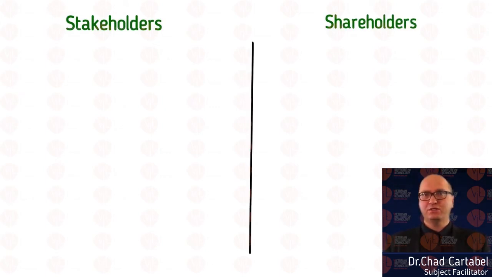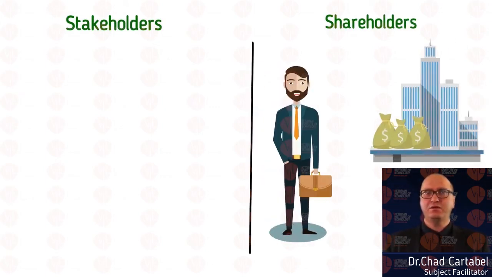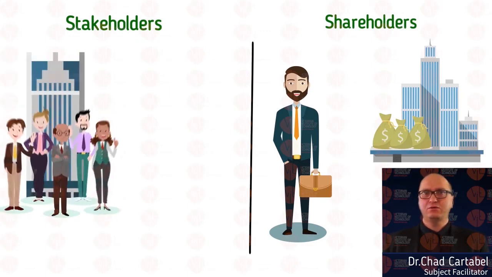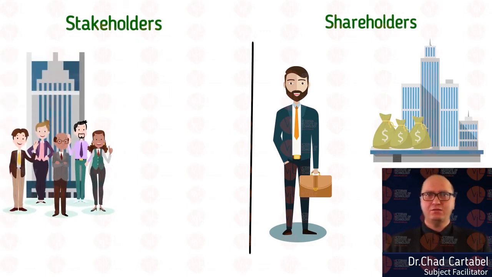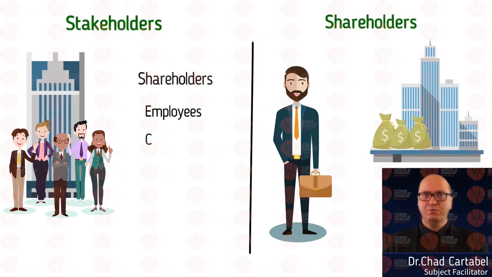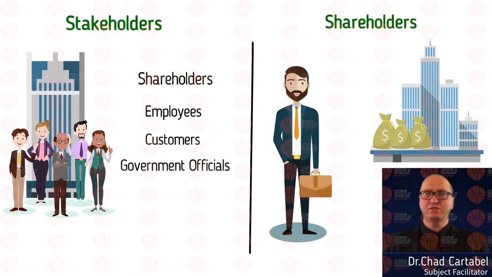So a shareholder is someone who has investment in the company, while a stakeholder is someone who has a say in the operations or impacts the direction of the company, which includes also shareholders, employees, customers, government officials, environmental lobbyists, anything that you can think of that has a piece of the pie in terms of the organization.